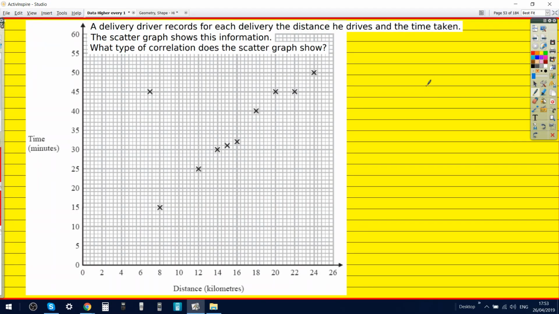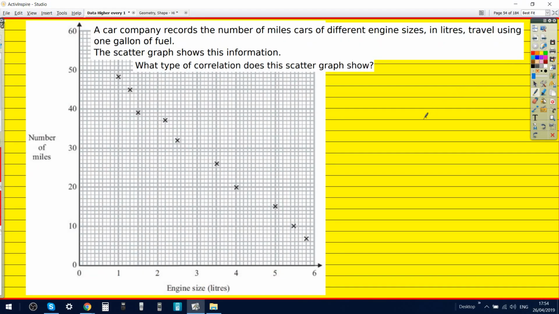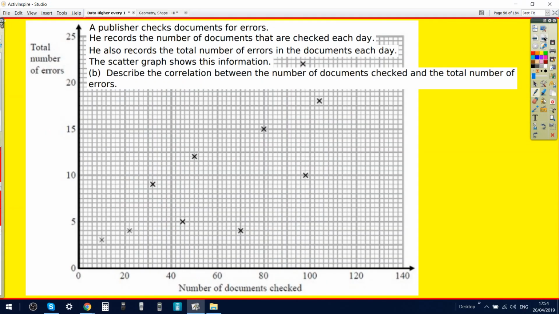Okay, how about this one? So it's a positive correlation. Yes, well done. And the longer the distance the driver has to travel, the longer he would take. Yeah. This one? Negative correlation. Yeah. The higher the engine size in litres, the fewer miles per gallon. That's good. That's good.